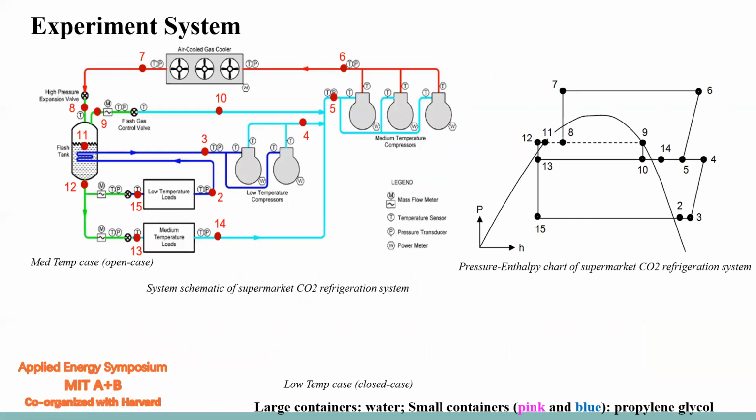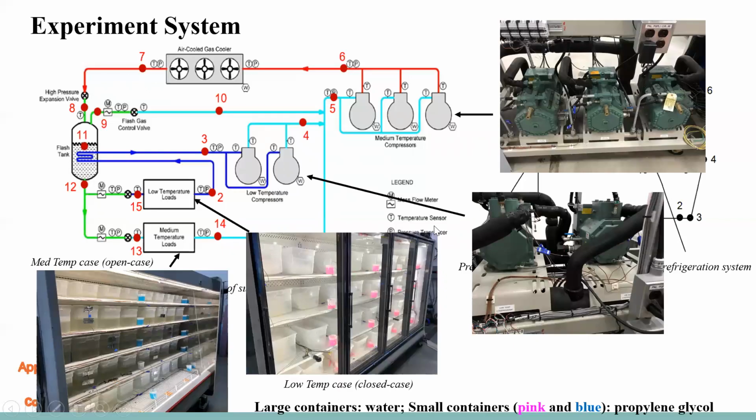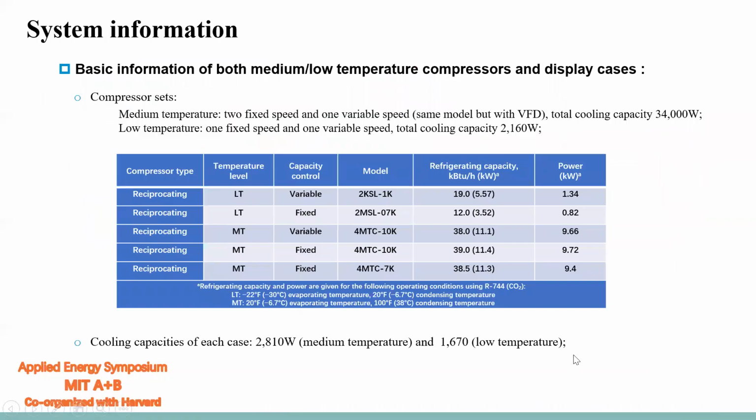This is one typical system located at Oak Ridge National Laboratory, and it was designed by our researchers. It includes medium temperature as well as low temperature display cases, and accordingly compressors. We can see there are two sides of compressors. These are the four figures for two kinds of display cases and two kinds of compressors. And this is the basic information about the compressors and the display cases.